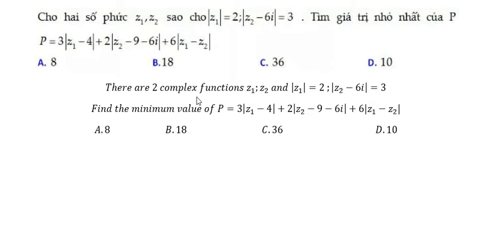There are two complex numbers z1, z2, and the absolute value of z1 equals 2, and we have the absolute value of z2 minus 6i equal to 3. Find the minimum value of P, and here is the function. We have A, B, C, D. So I will show you the technique how to answer the question.